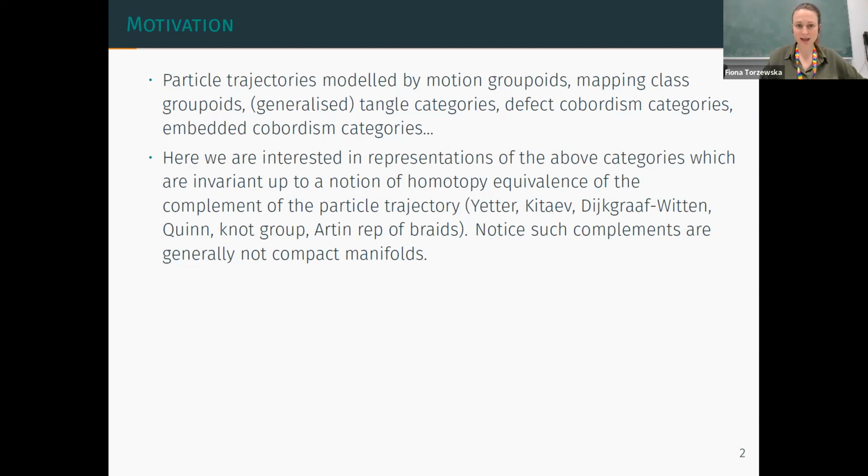What I'm interested in here is understanding representations of these kinds of categories, which are invariant up to a notion of homotopy equivalence of the complement of the particle trajectory. So we're restricting ourselves to a very specific type of representation here, and representations that use this kind of information about manifolds and embedded submanifolds are quite common in the literature. On the topological quantum field theory side, we have things like Yetter invariance, Kitaev, Dijkgraaf-Witten, and Quinn. But then also on the more topological side, we have similar constructions purely for obtaining representations of knots and representations of braids. For example, the knot group, which looks at the complement of a knot, or the Artin representation of braids.